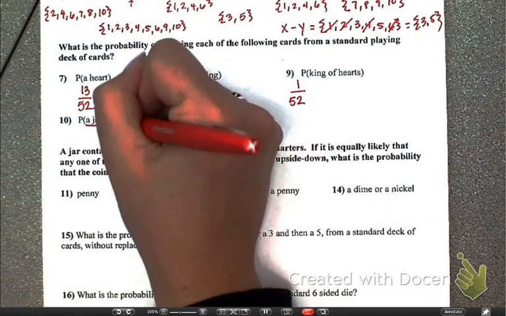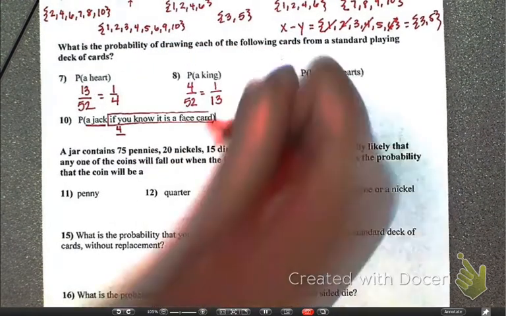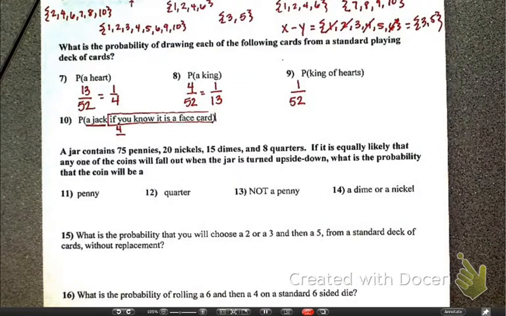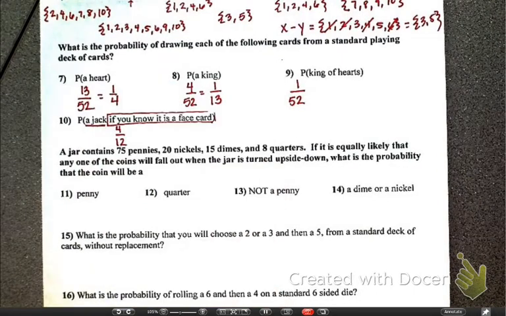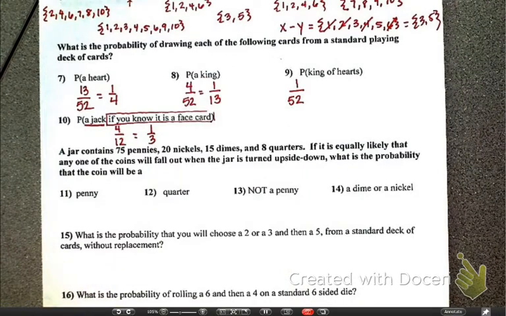Now, this part is where people got confused. If you know that it is a face card, what it's saying is if the cards in your hand are only face cards, what's the probability of pulling a jack? How many face cards are in a deck? 12. Okay, you don't have a whole deck. You know that the cards you are choosing from are face cards, and there are only 12 face cards. So that final answer is 1/3. Okay?